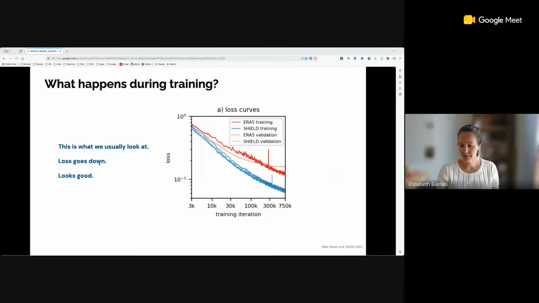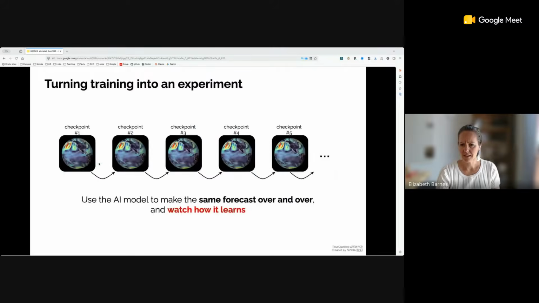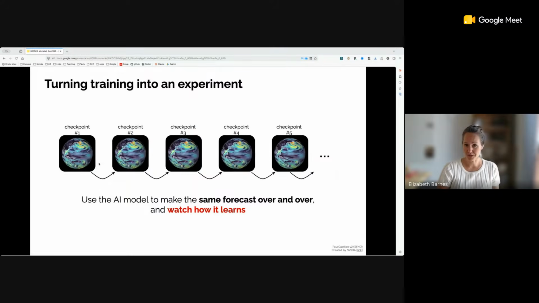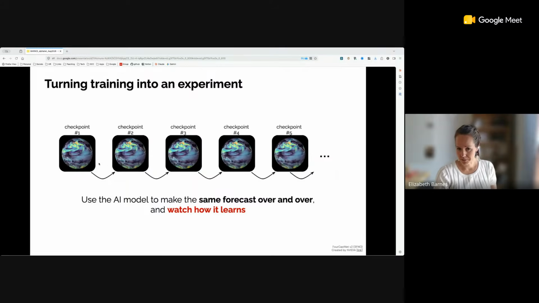So typically, what happens during training, for those of you that work in this space, this is the kind of plot you stare at all the time. And this is what it usually looks like. Loss goes down, things look good. So this is the type of plot we'd like to see. So what we're going to do is we're going to turn training into the experiment here.